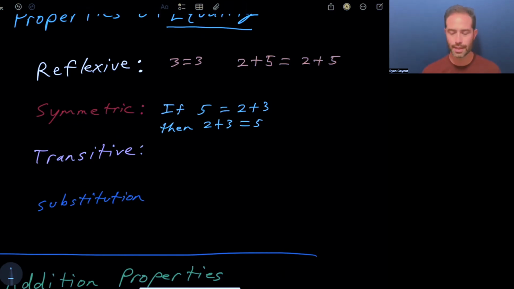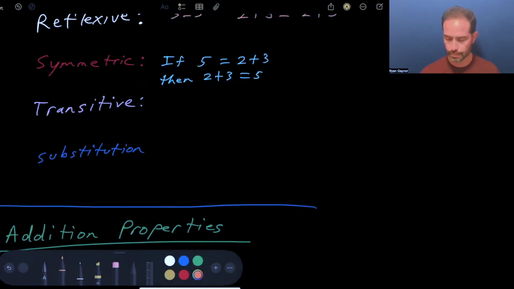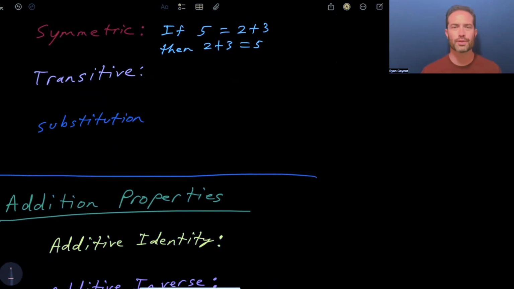All right, let's go to the next one, transitive. Here we go with transitive property of equality. If one quantity equals a second quantity, and the second quantity equals a third quantity, then the first quantity will equal the third quantity. Okay, so what does that mean? Well, let's try out this example.